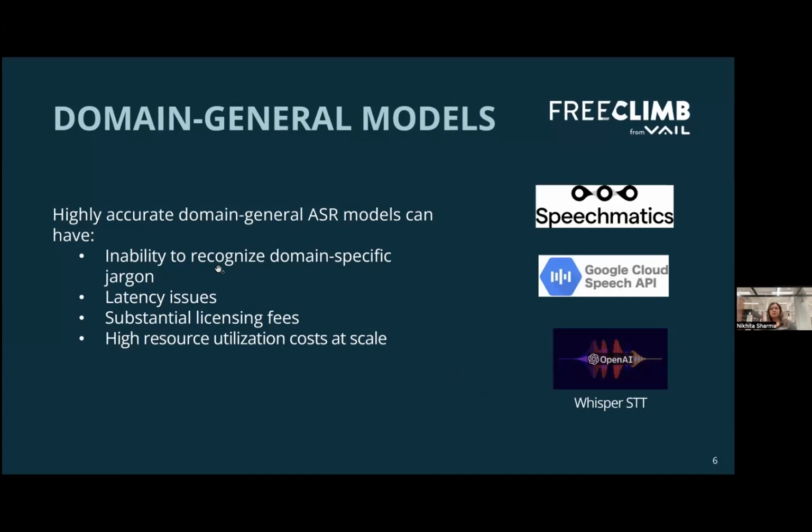On top of that, there are also latency issues. Some of these are slower and might not work if you want to use them in an online or real-time format, so that's also something to consider. Again, the highly accurate or newer versions of these models might not be free, so you might have to pay for them. And there's also high resource utilization, as with the LLMs. So there are all these disadvantages of using domain general models.